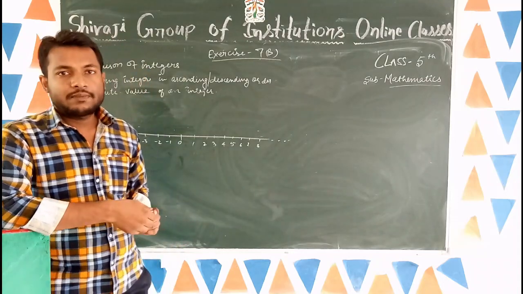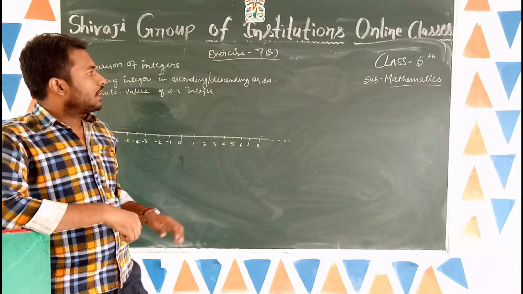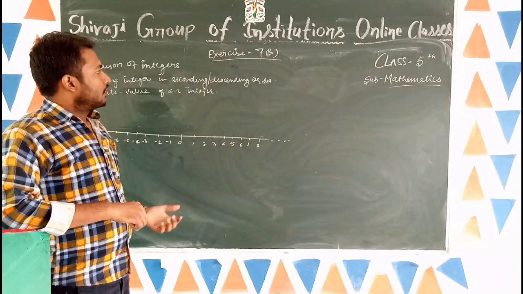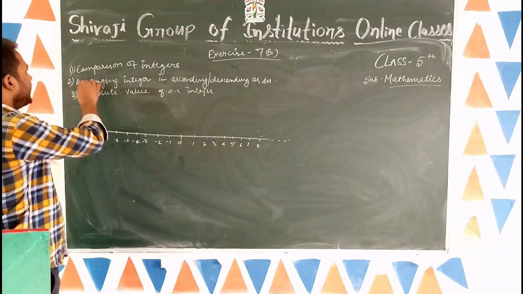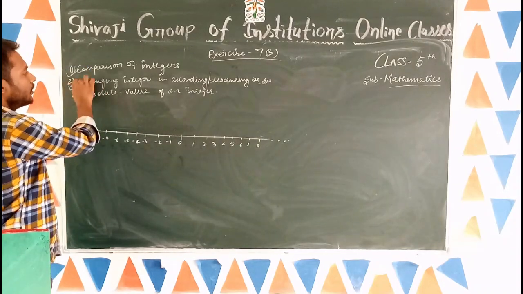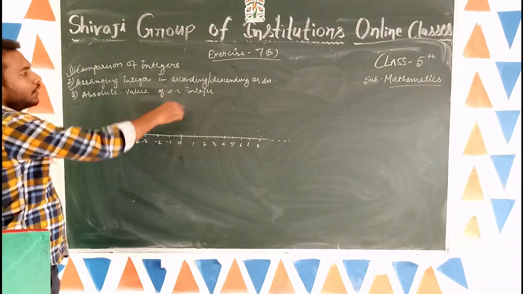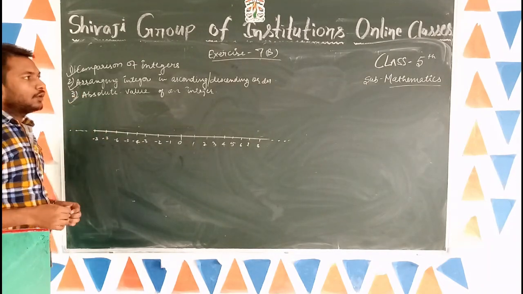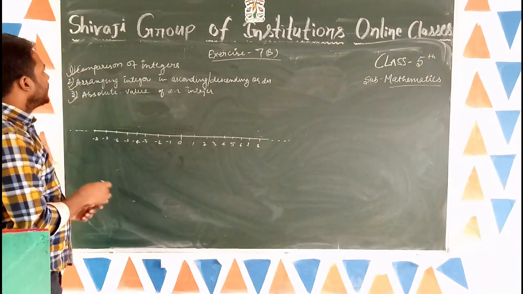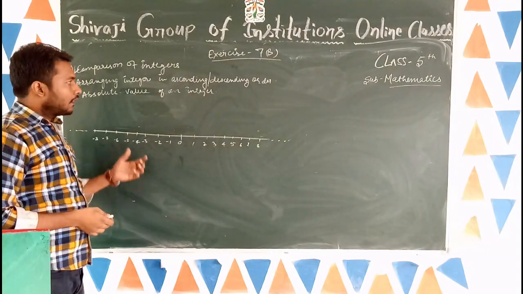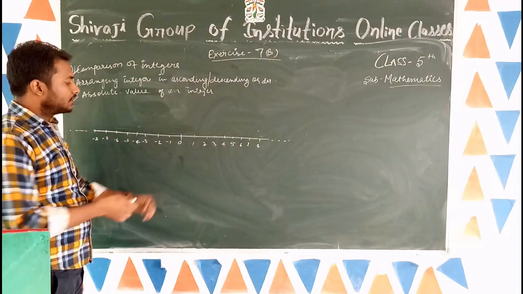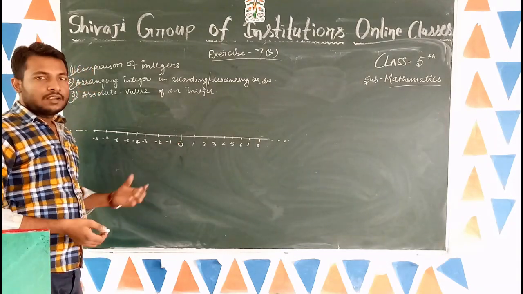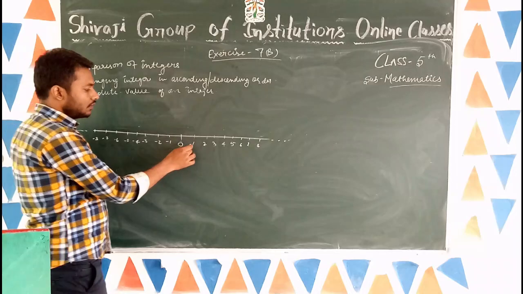Students, in class 5th mathematics, today we are going to solve exercise number 7b. In this exercise we have to read comparison of integers, arranging integers in ascending or descending order, and absolute value of an integer. First we will see comparison of integers. Before understanding this, as in our last lecture, we have seen what a number line is. So this is a number line.